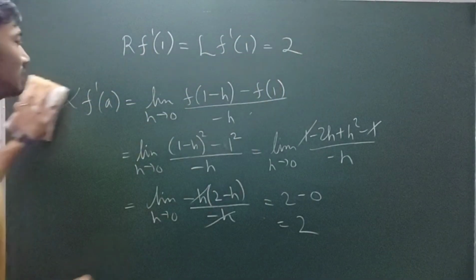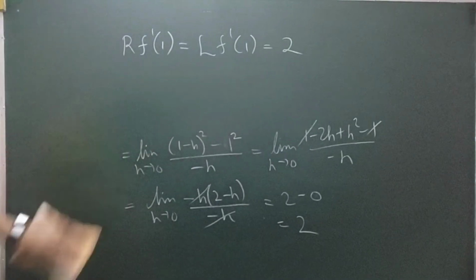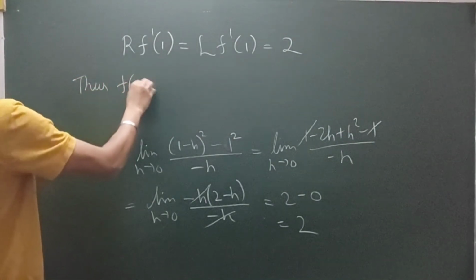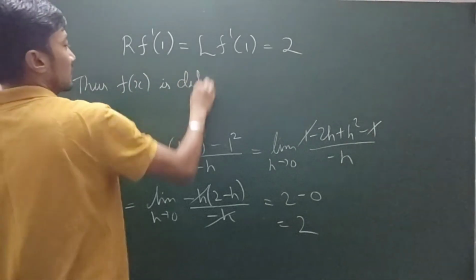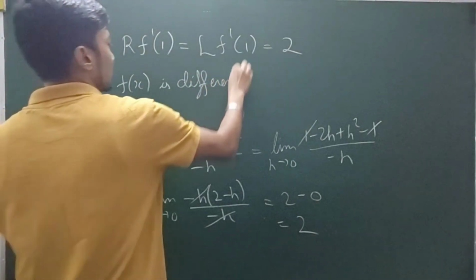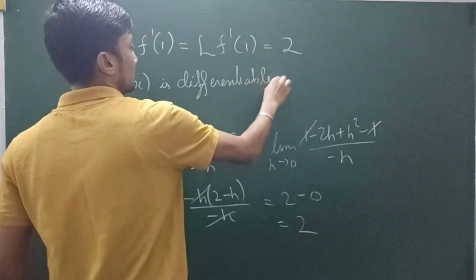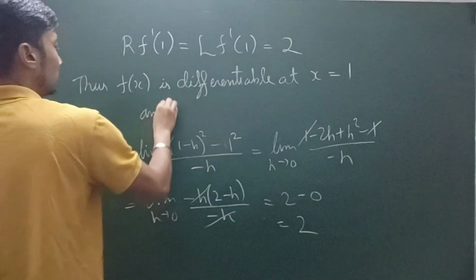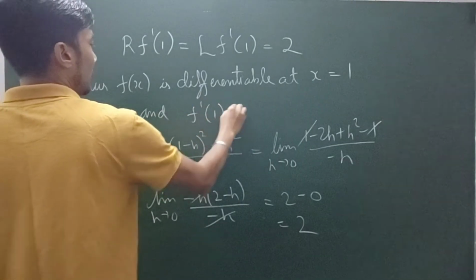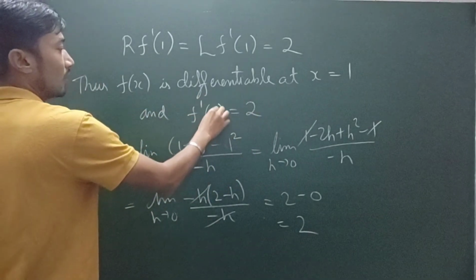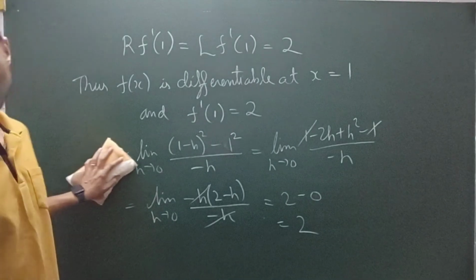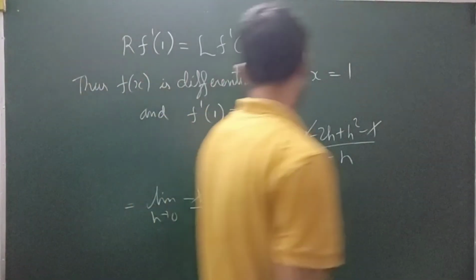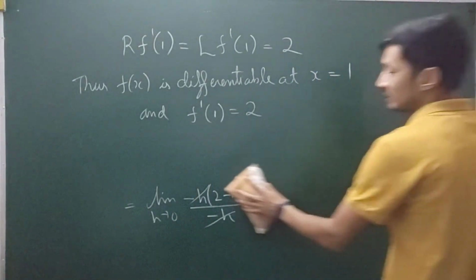They are all equal. So now we can conclude, thus f of x is differentiable at x equal to 1, and the common value is f dash of a. What is our a? 1, no? So f dash of 1 is 2. Got it? So that's what we have with differentiability, nothing much.